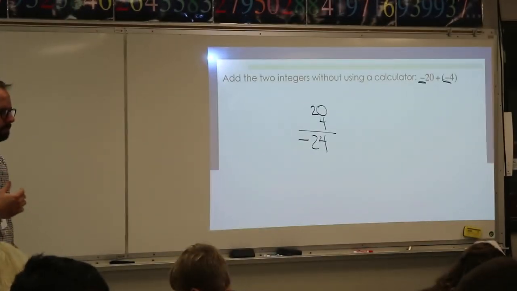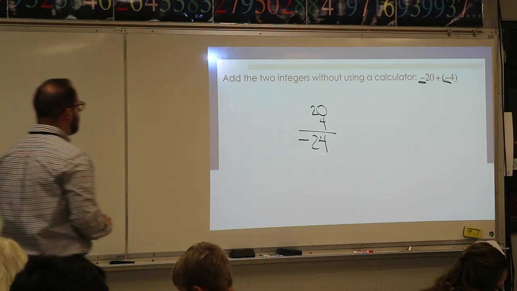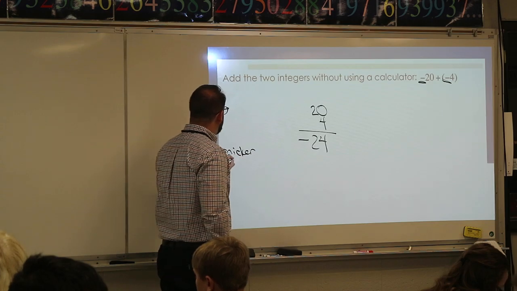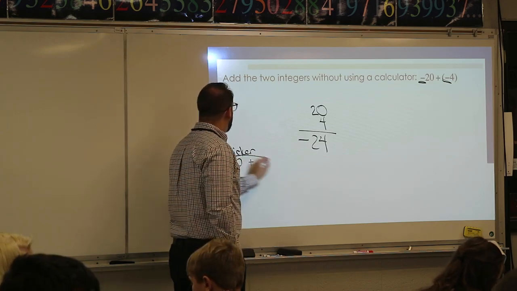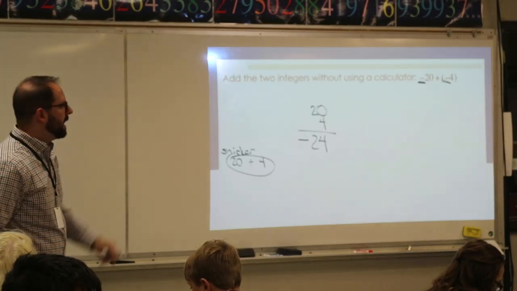Here's why. It's like a label, right? What's the best way I can explain it? If you had candy bars, right? So you had so many Snickers candy bars. One person had 20, the other person had 4, and you're adding them together, you still have 24 Snickers total. The label didn't suddenly change to a different type of candy bar.